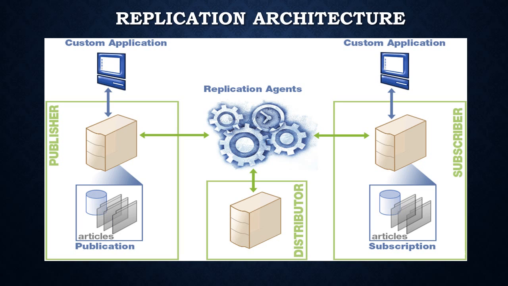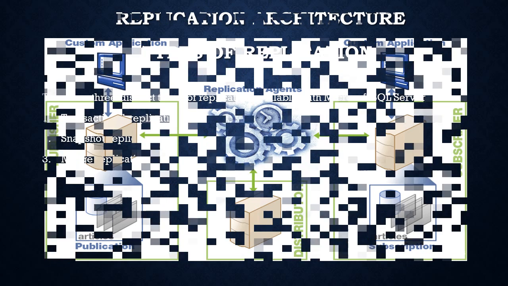The subscriber is the server that receives replication data. It is the server that receives replicated data. And the subscription contains the information required to request a publication from the publisher. And the last is the agent. The agent is what oversees the replication process. As you can see from here, it oversees the replication process.